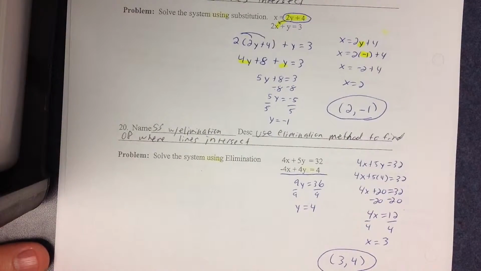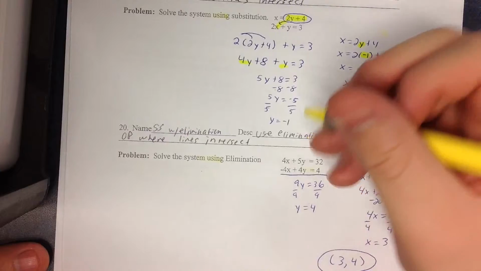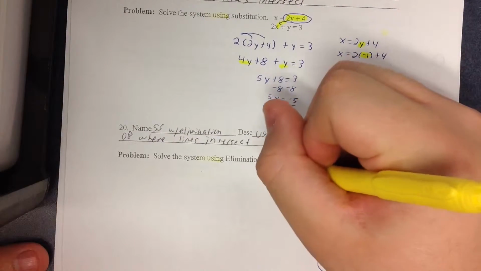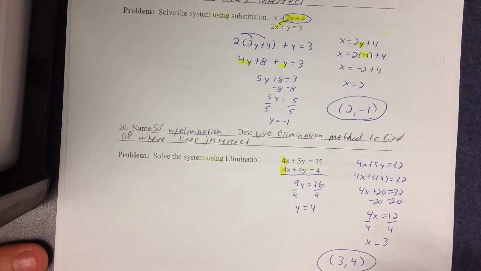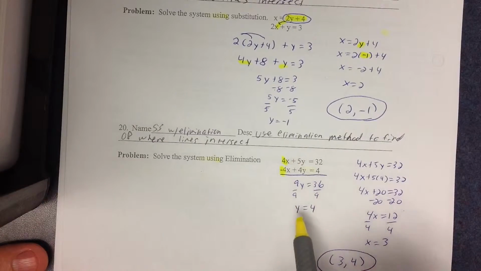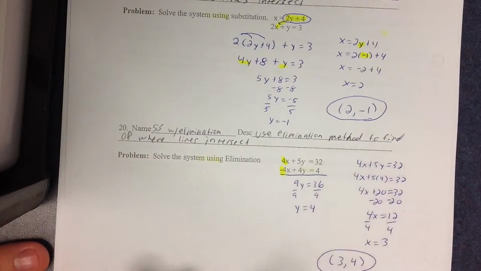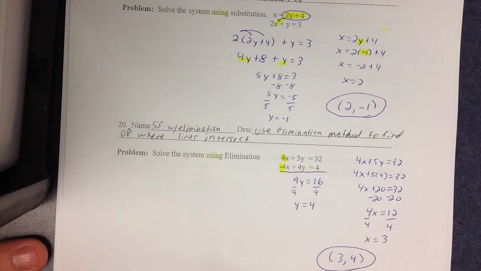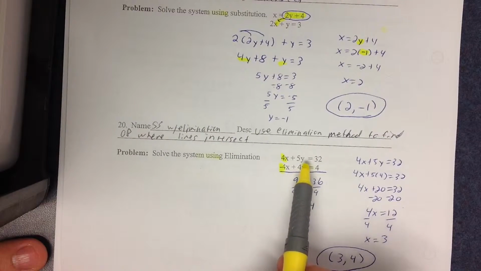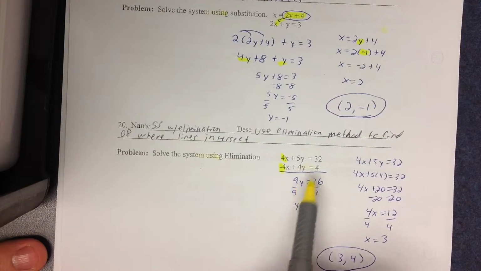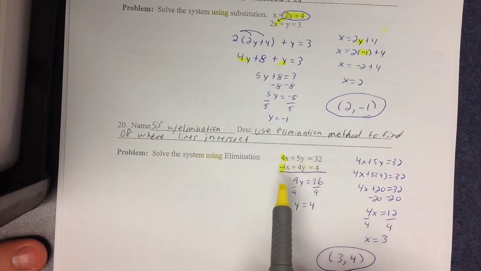Number 20 is solve system using elimination. So if you notice in front of the x's here, I have opposite numbers. I got a 4 and a negative 4. That means if I added these two expressions together, the x's would cancel because 4 and negative 4 is 0. So 5y and 4y is 9y, 32 and 4 is 36, and I divide both sides by 9 to get y equals 4.